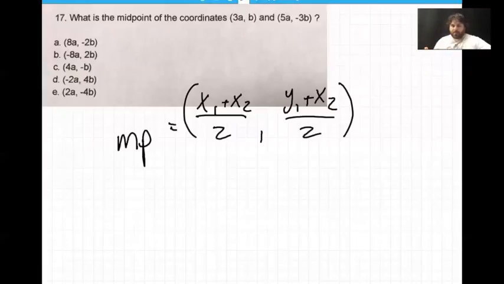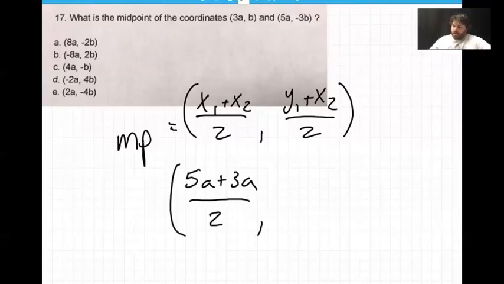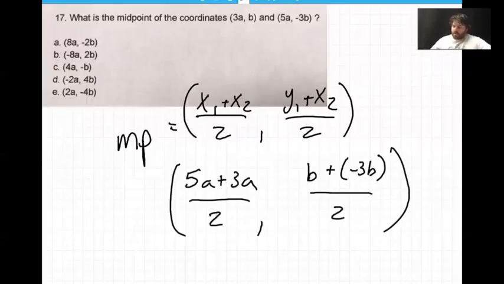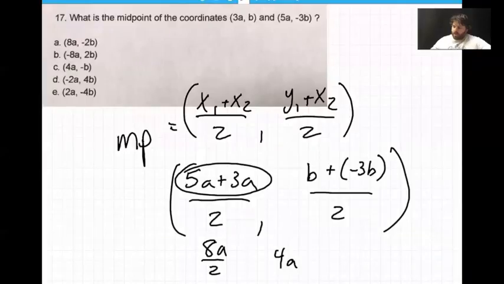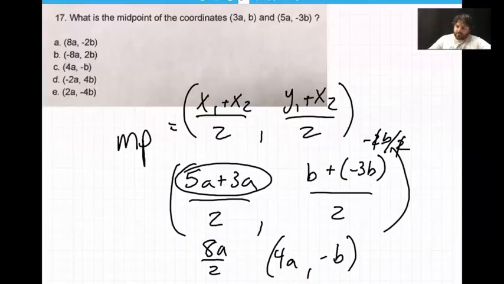Well, how do you find the average? You add them up, divide by the number. So 5a plus 3a divided by 2. And then b plus -3b divided by 2. Okay? 5a and 3a make 8a. When you divide by 2, you get 4a. And then right here, this is 1 minus 3. That's -2b divided by 2. The 2's cancel, and you're left with -b. So that's it, 4a, -b. That is the midpoint of those two coordinates.